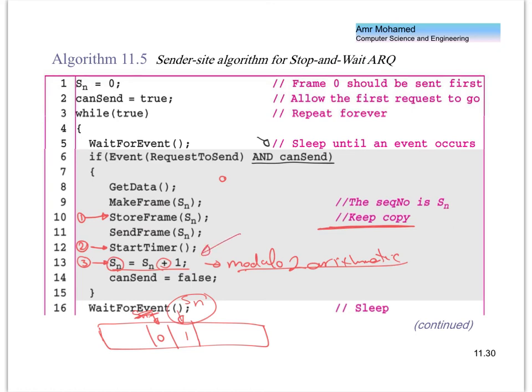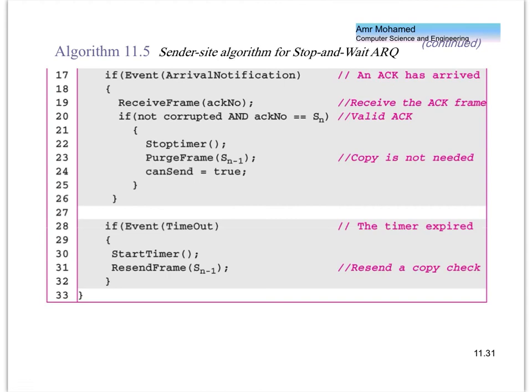The Sn has already been incremented here. So the one that was sent is the one before me, so the one that I acknowledge, right? As I said, rule of thumb, anything we receive from the physical layer, we have to check for errors. So we have to check that this acknowledgement is not corrupted and the acknowledgement number equals Sn.